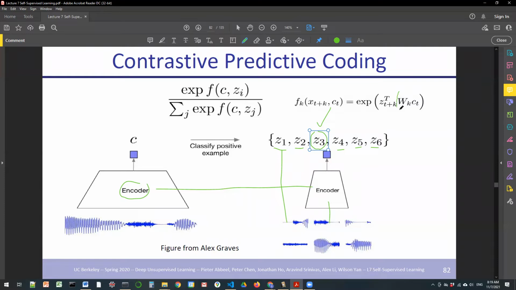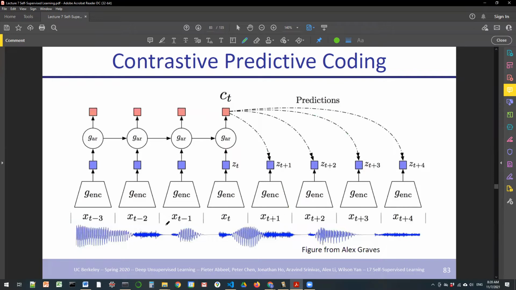So in other words, this matrix WK now begins to learn some kind of an association, some property that helps us correlate different things. So it helps correlate the context in the latent space with the correct prediction, if you will.